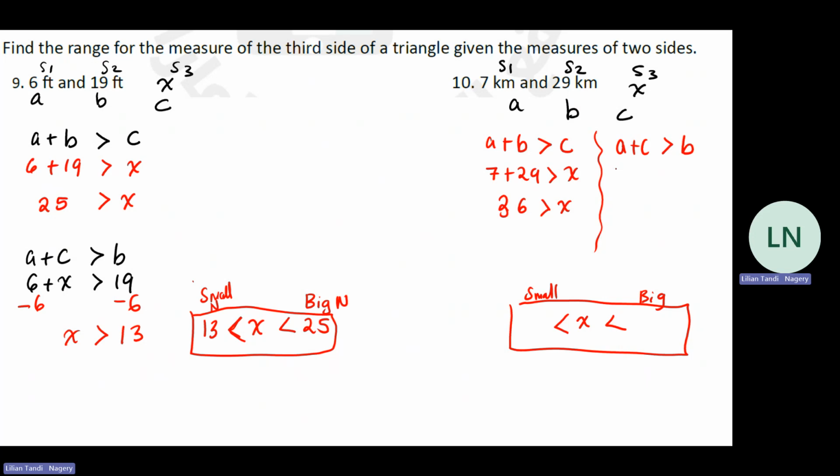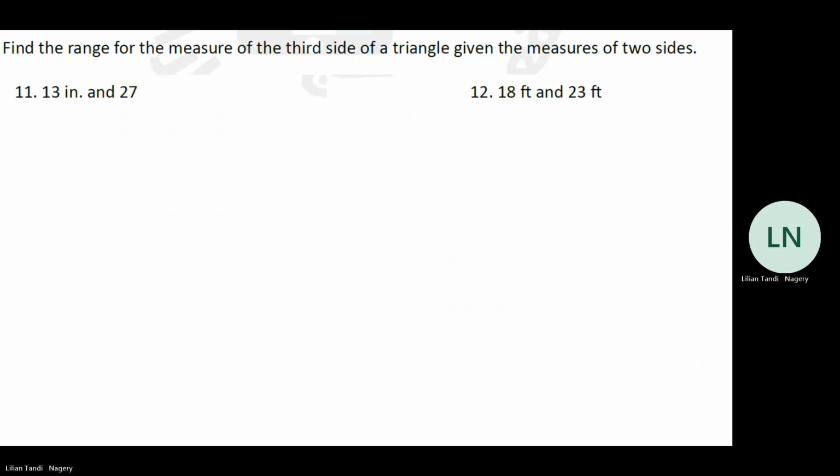Now let's do this one. What do we have here? 7 plus x is greater than 29. Minus 7, x should be 22. Okay. Now, what do you put here? Small number is 22. Our big number is 36. And that's your answer. You will do this by yourself.